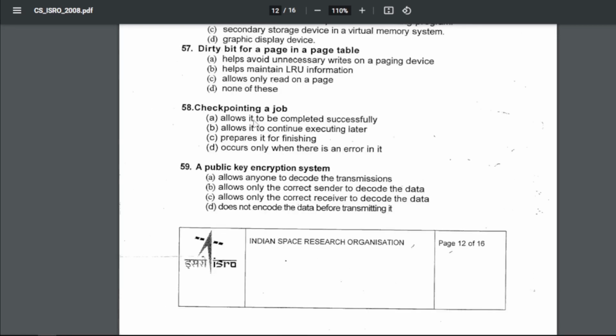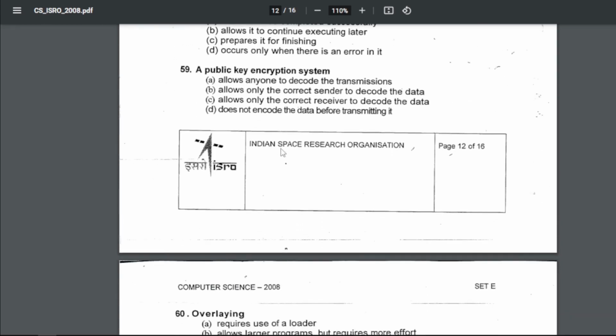Okay, question number 58 is checkpointing a job. That means what? So basically checkpointing a job, option B, allows it to continue executing later, right? So checkpointing a job allows it to continue executing later, so B will be the answer. 59 is a public key encryption system, option C, that allows only the correct receiver to decode the data, right? Again, a public key encryption system allows only the correct receiver to decode the data. So for 59, answer will be C.